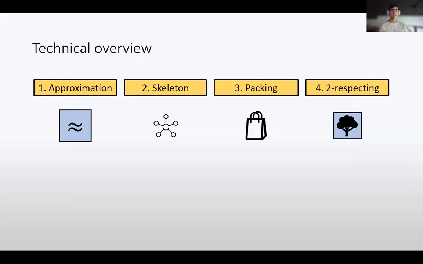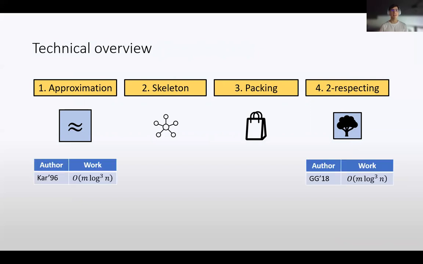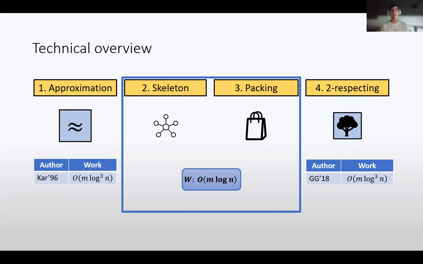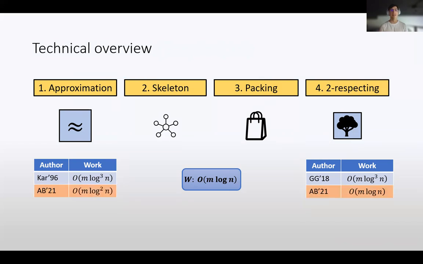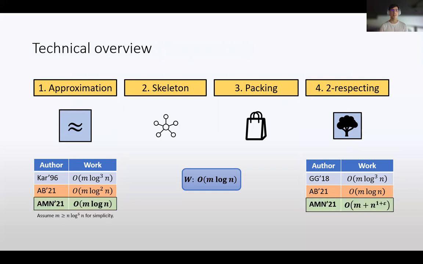Hence, towards designing an efficient parallel algorithm, one has to give efficient parallel algorithms for each of these steps individually. On the one hand, the approximation and two respecting steps are each known to require n log-cube n work. On the other hand, the skeleton and packing steps are known to be easy to parallelize with polylogarithmic depth, and in the non-sparse graph regime, this can be computed with at most m log n work. This means that the approximation and two respecting steps are the parallel bottlenecks towards a work-efficient min cut algorithm. In the independent work of Anderson and Blelloch, the work of these procedures is improved to the bounds highlighted here in orange, which proves sufficient for their purposes.